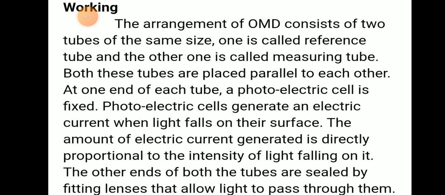There are two tubes, the reference tube and the measuring tube, placed parallel. In each tube there is a photoelectric cell fixed at one end, generating electric current when light falls on the surface. The amount of electric current generated is directly proportional to the intensity of light. The other ends of the tubes are sealed by fitted lenses that allow light to pass through them.